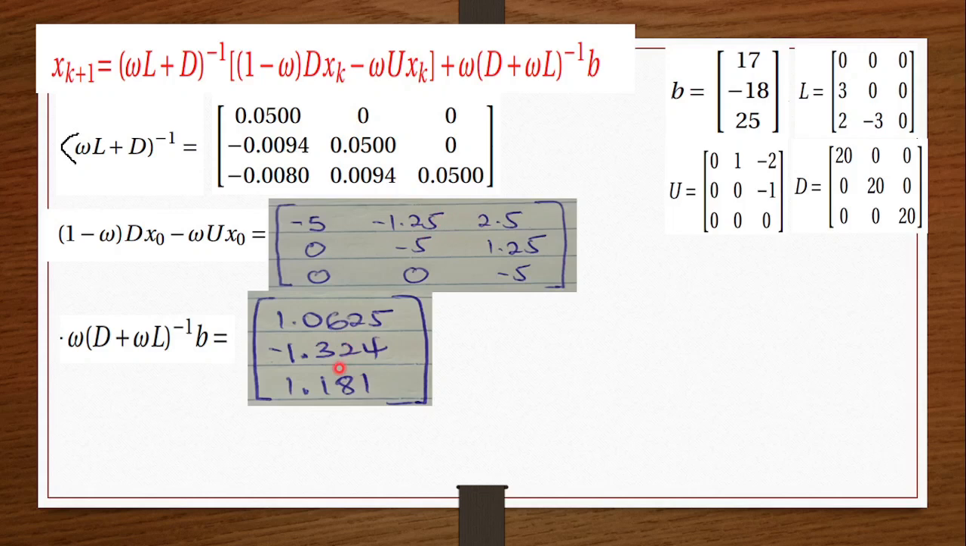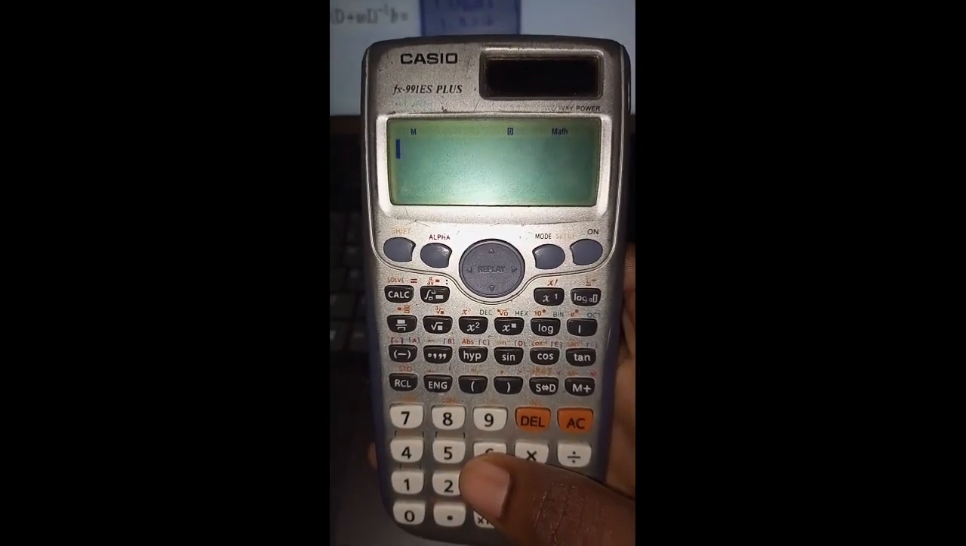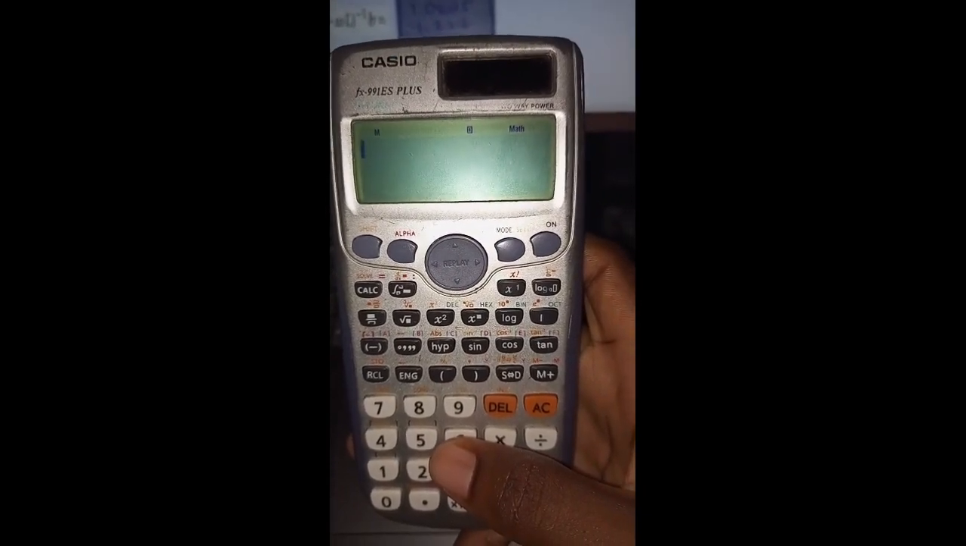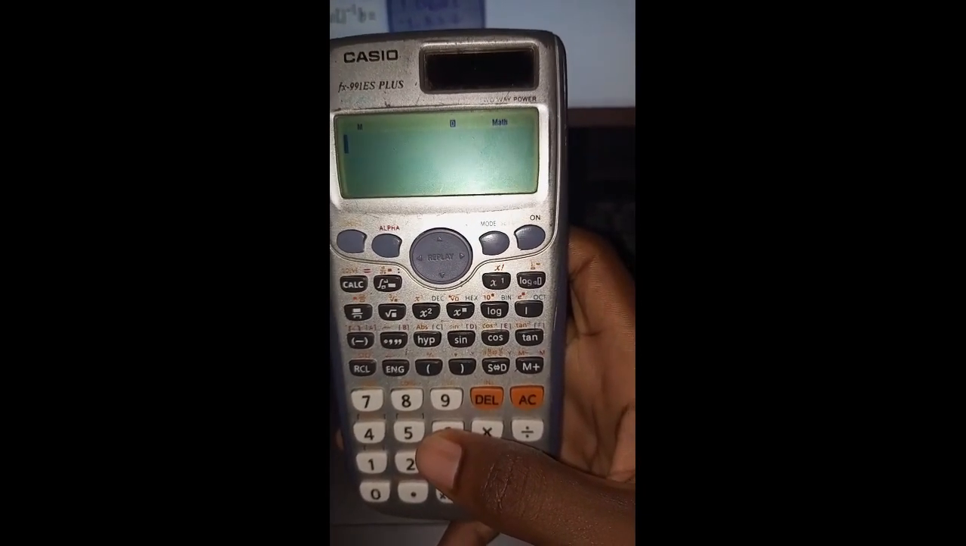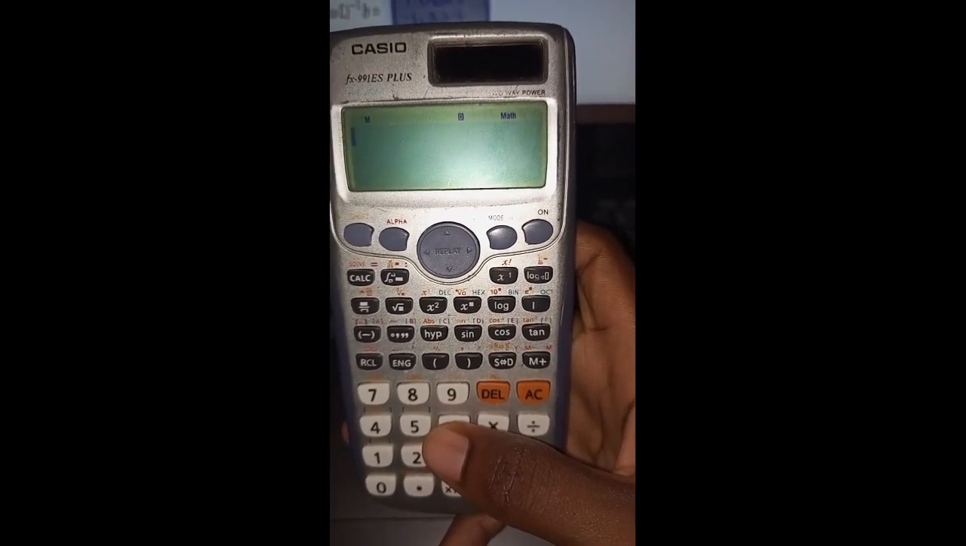To do that again, let's go to our calculator to multiply these two terms. Then after that, we add this term to it. So we are going back to the calculator again to multiply these two matrices. So back on our calculator, we want to multiply the first two terms and then add the third term to them. But the calculator can take one at a time. So let's do that.